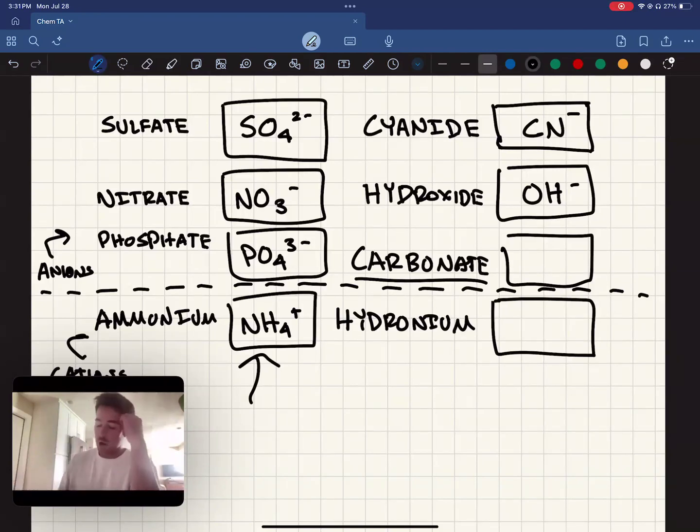Okay, so carbonate has three oxygens. It's CO3 2 minus. This is carbonate. So we have three oxygens. One of them is a double bond. The other two have negative charges like this.